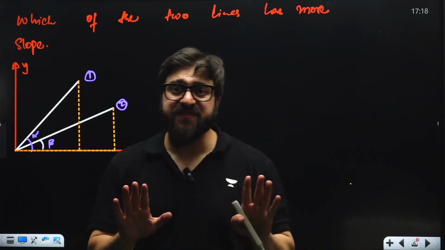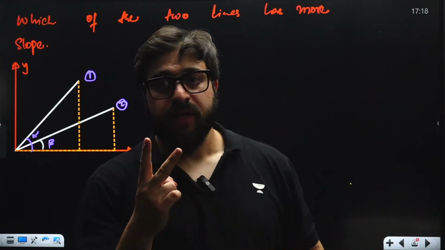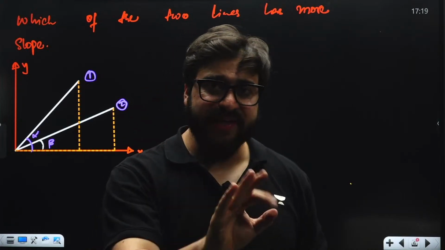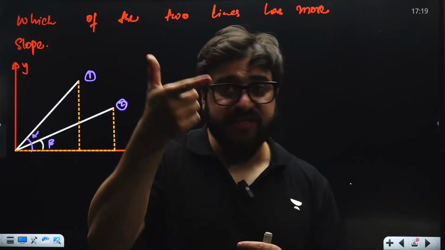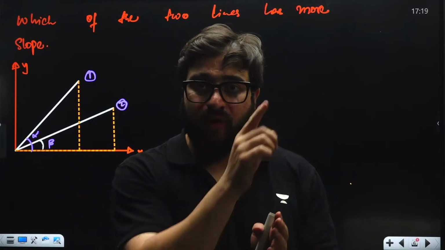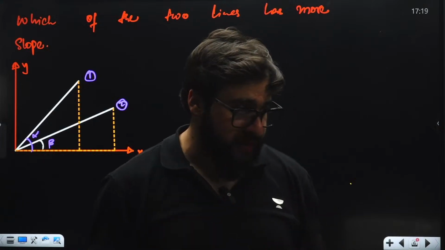So, as of now, I have told you 2 things. Slope is simply tan theta or perpendicular by base, or between the 2 points, it is delta y by delta x, or y2 minus y1 upon x2 minus x1.